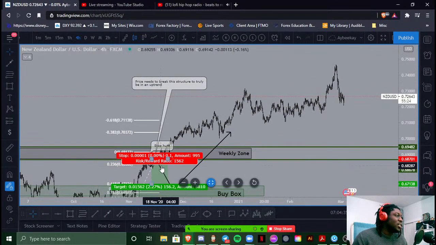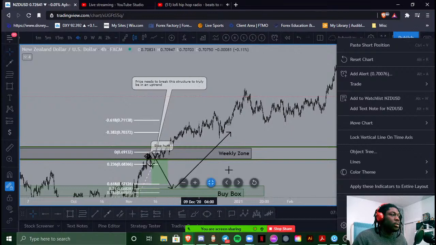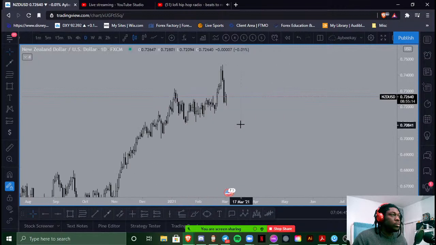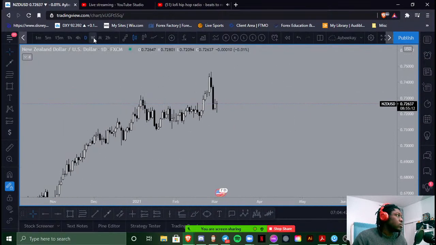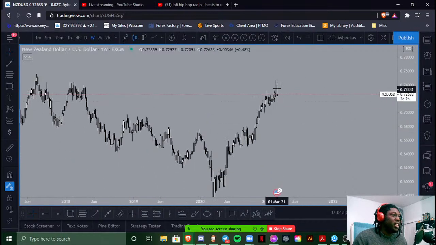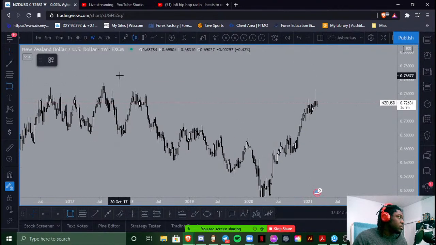Whoa. I don't know how long ago I did this, but there you go. It's an uptrend. I'm gonna remove everything. NZD/USD. I mean, on the weekly, it looks like it might be looking to turn around because of that wick, but I mean, this is extremely bullish.